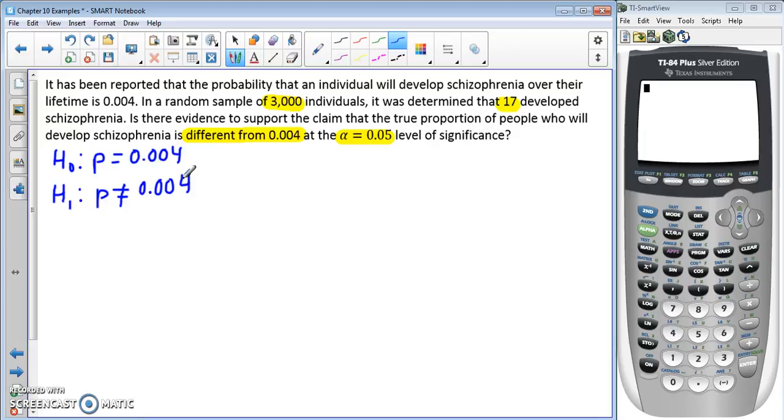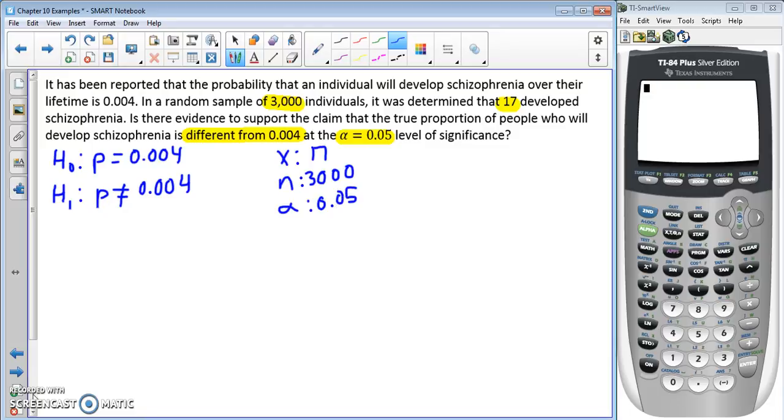So the next thing we need to do is determine whether we can actually perform our test. So we need to go through some steps and make sure that we can actually perform our test. Before we do that, let's write down our important information. So we have x is equal to 17, n is 3,000, and alpha is 0.05. So let's go through and make sure that we can actually perform our test.